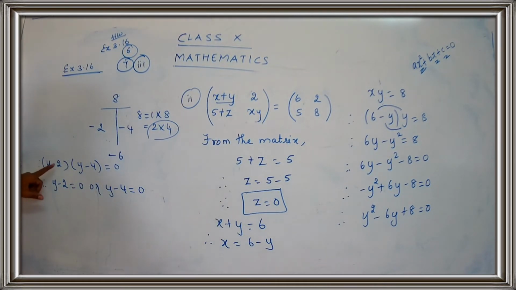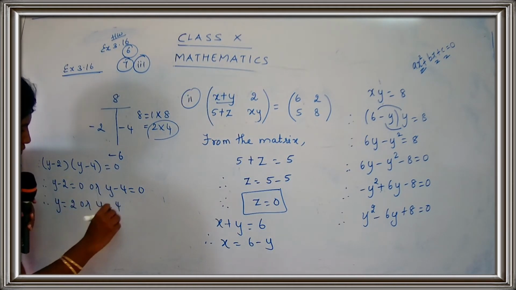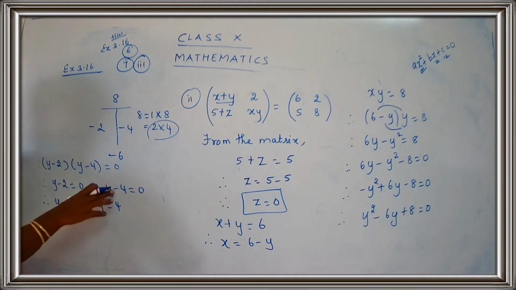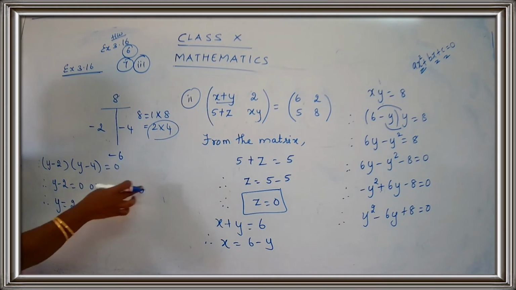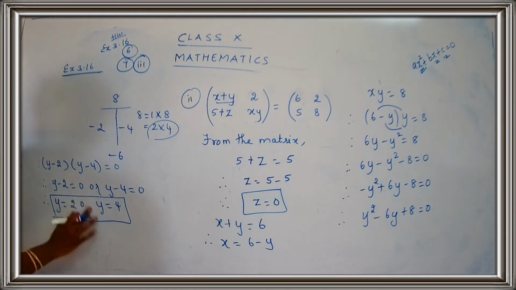So I'll just separate this. y minus 2 is equal to 0 or y minus 4 is equal to 0. Therefore, y is equal to 2 or y is equal to 4. You know the step, yes? The minus 2 comes to this side, so 0 plus 2 gives you 2. Minus 4 comes to this side, so 0 plus 4 gives you 4. You got the value for y. We have two values for y. One is 2 and one is 4.